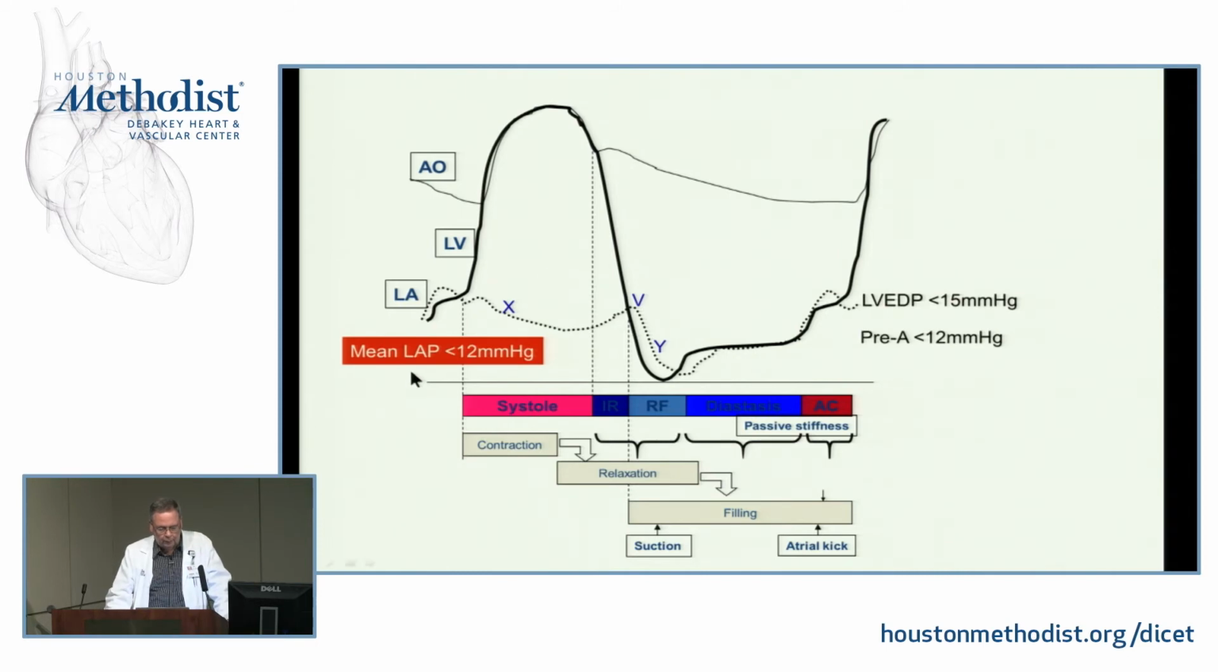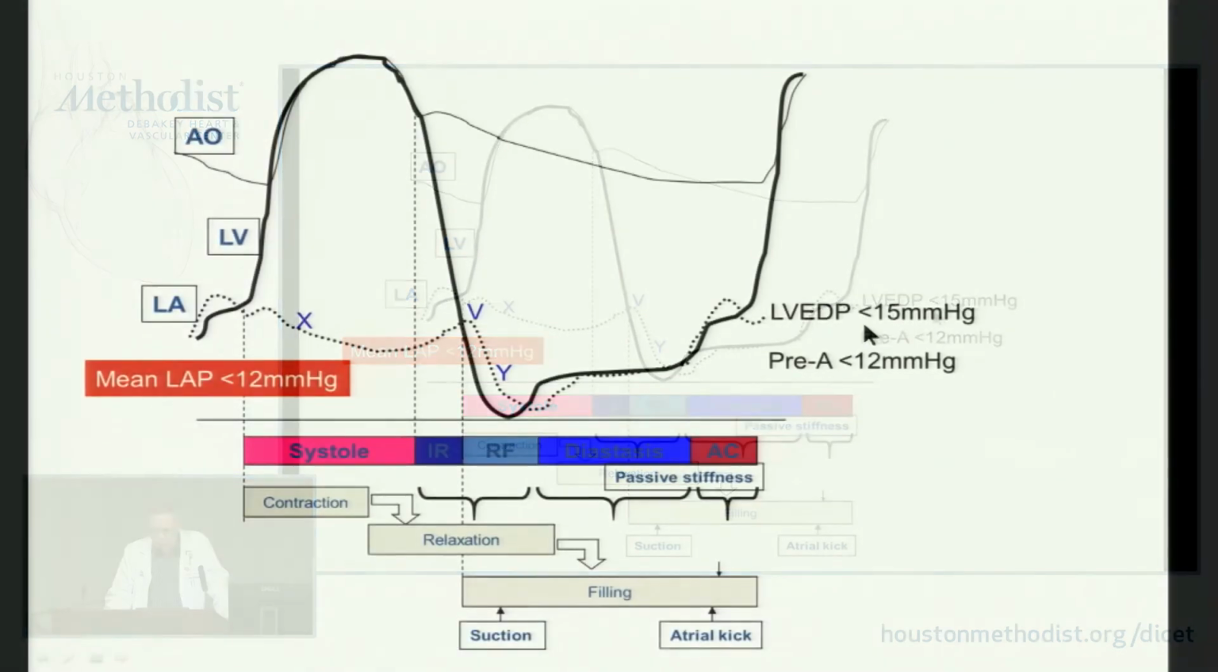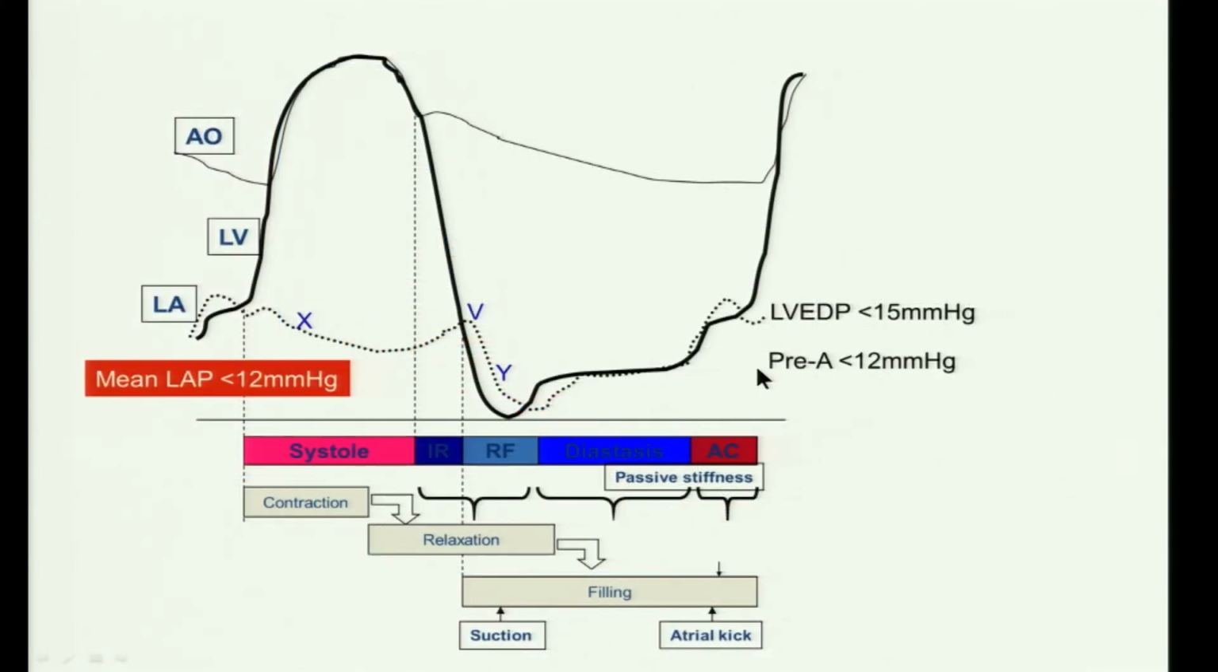Your mean left atrial pressure, or your mean PCW, which normally is less than 12. Your end-diastolic pressure, which normally is less than 15. Or the pre-A pressure, which is usually less than 12. And if you're in the cath lab doing only a left heart cath because you cannot justify a right heart cath and therefore you will not be paid, the pre-A wave is your closest estimate of your mean LAP.